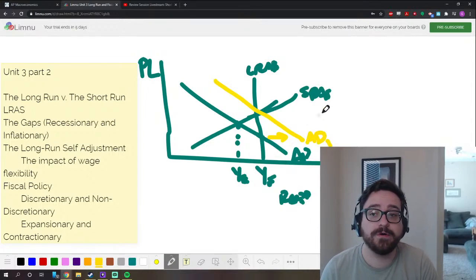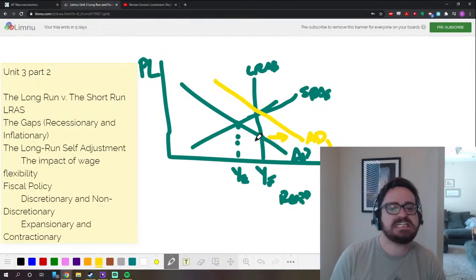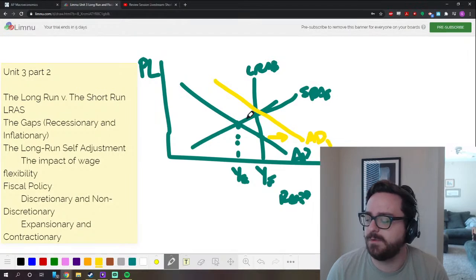Or if they lowered taxes, would also increase spending. And bang, boom, that is also what we want. So sick. Gotta love it. That's what we want to see.